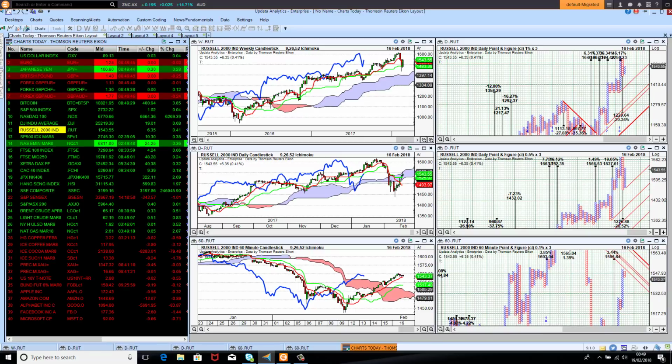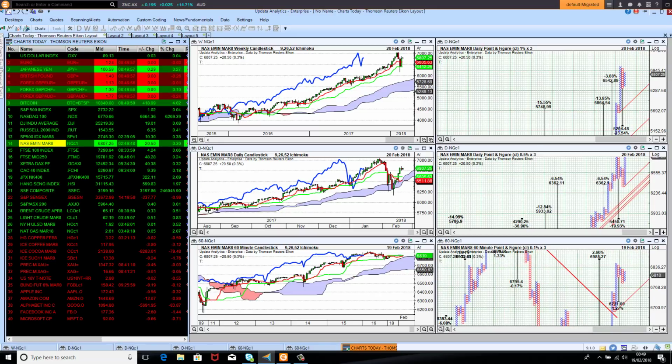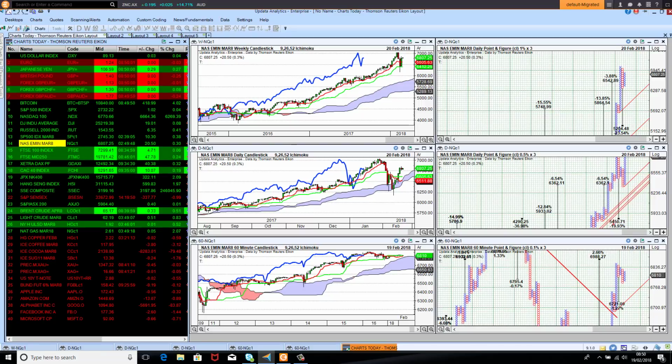The Russell 2000 also looking strong. The S&P future up 0.4% this morning, and the Nasdaq E-mini much the same. These charts all still in bullish mode, so market looks set to open higher today and continue its run.